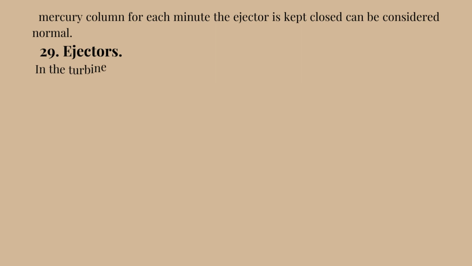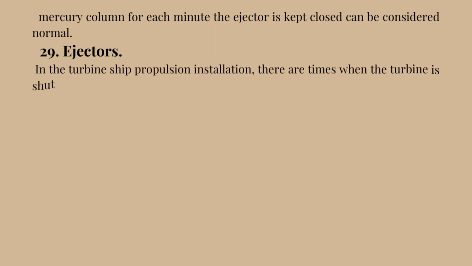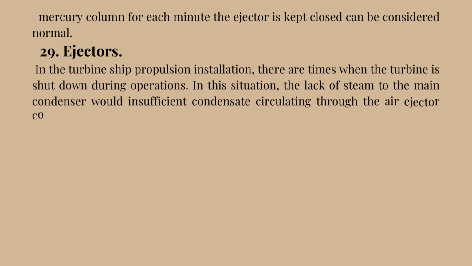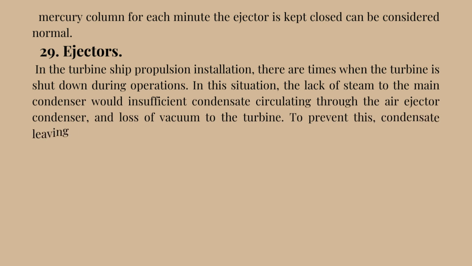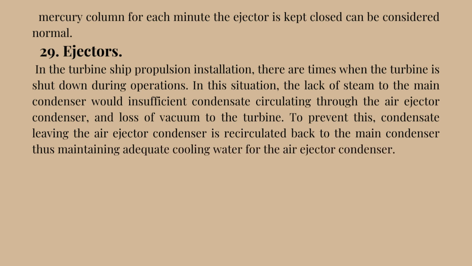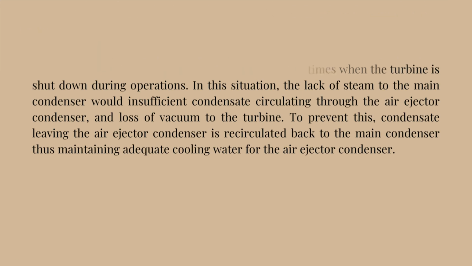29. Ejectors. In the turbine ship propulsion installation, there are times when the turbine is shut down during operations. In this situation, the lack of steam to the main condenser would mean insufficient condensate circulating through the air ejector condenser, and loss of vacuum to the turbine. To prevent this, condensate leaving the air ejector condenser is recirculated back to the main condenser, thus maintaining adequate cooling water for the air ejector condenser.